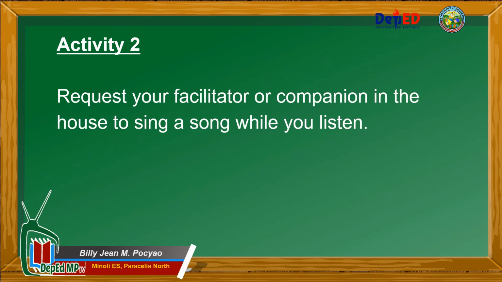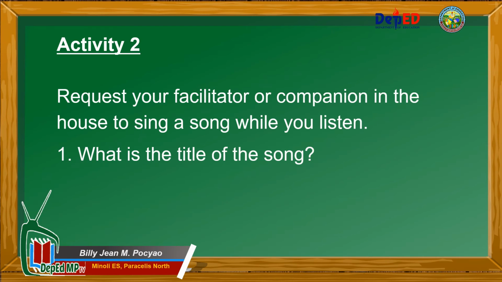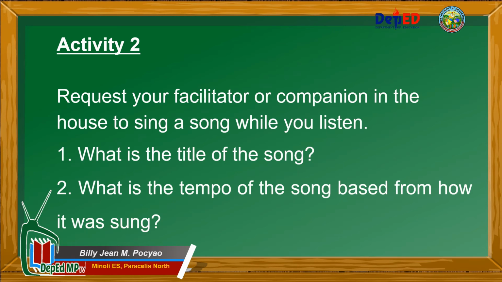Let's have activity 2. Request your facilitator or companion in the house to sing a song while you listen, and answer the following questions. Number 1. What is the title of the song? Number 2. What is the tempo of the song based from how it was sung?